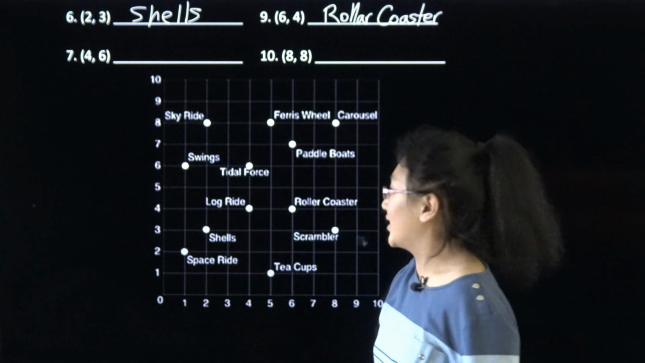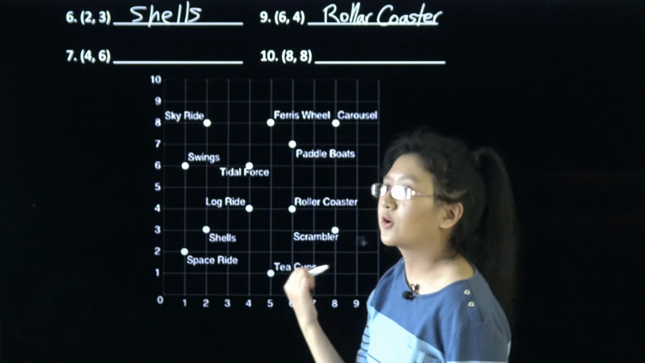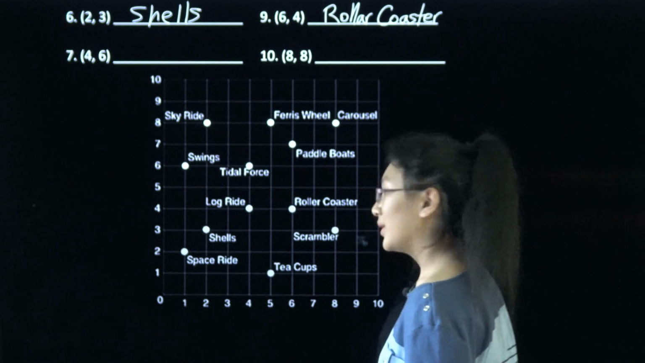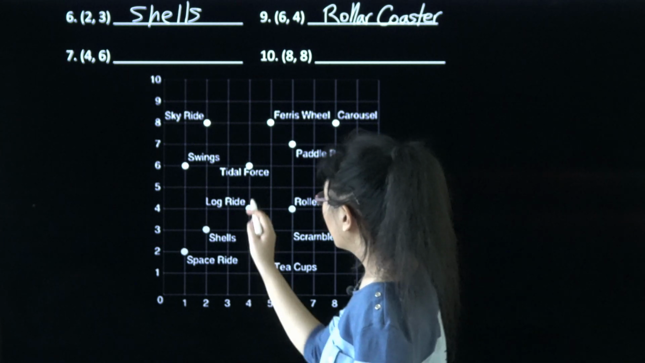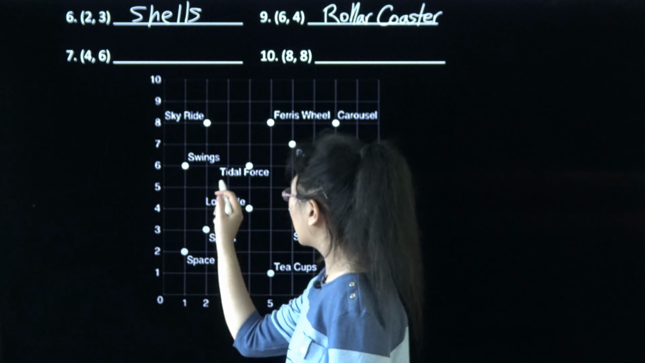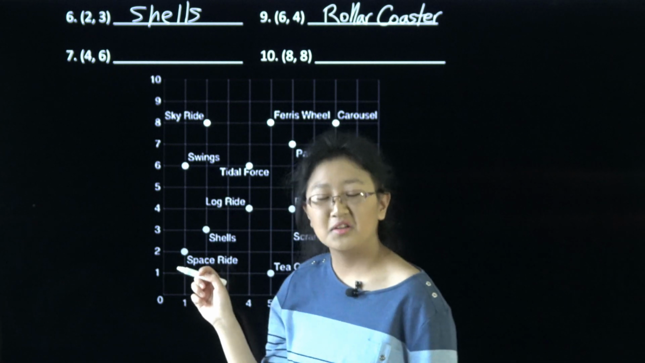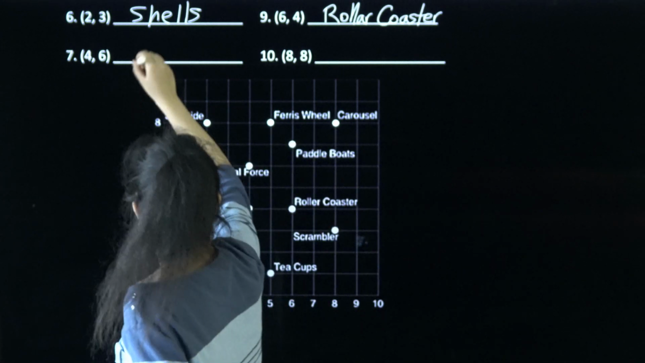And then we have 4, 6. Well, bracket 4, comma 6, bracket. But we don't need to say it like that. So 4, and then 6 is tidal force. That's a strange way to name a ride, but alright.